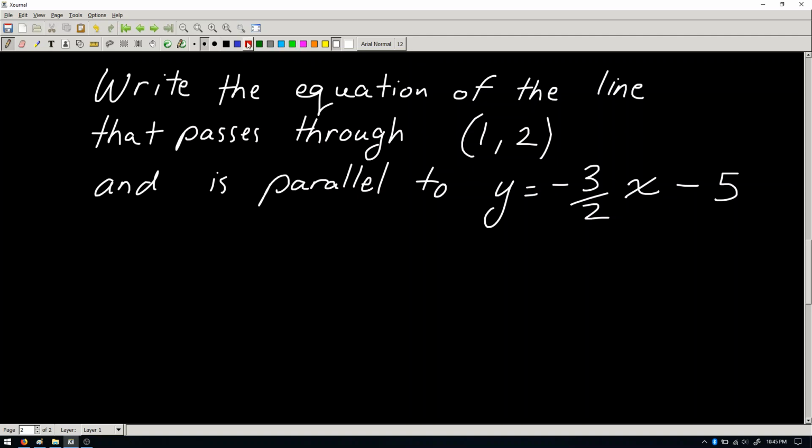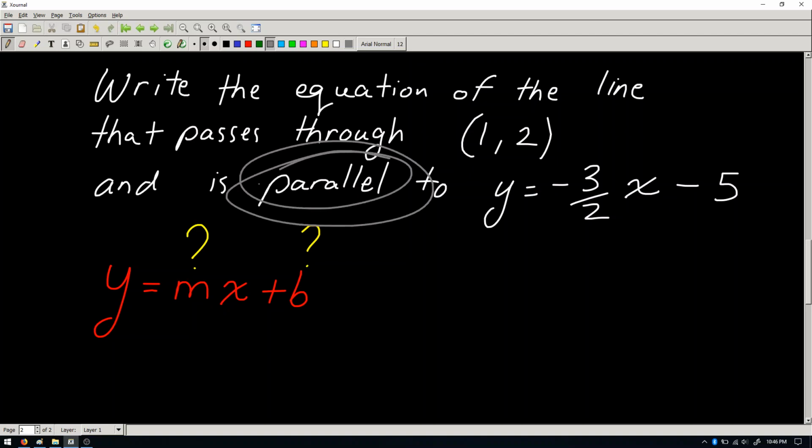So the equation of a line is y equals mx plus b. I need two values, and those two values are the slope and the y-intercept. If I can get those two, then I can write out my equation of the line as y equals mx plus b. So how do I get m? Well, you've got to read the statement. I need to get the equation of the line that passes through (1, 2) and is parallel to this line.